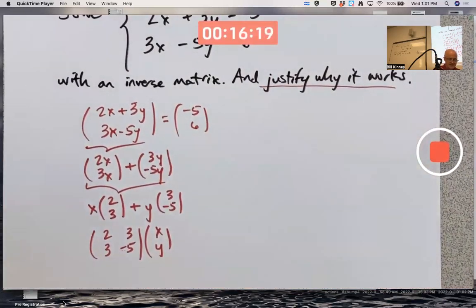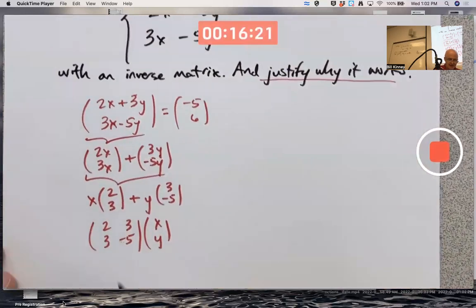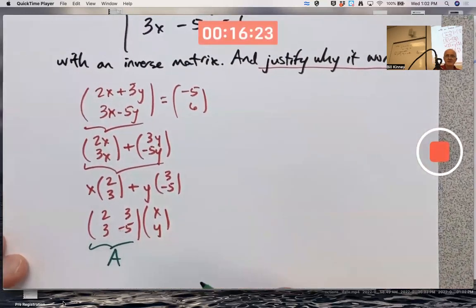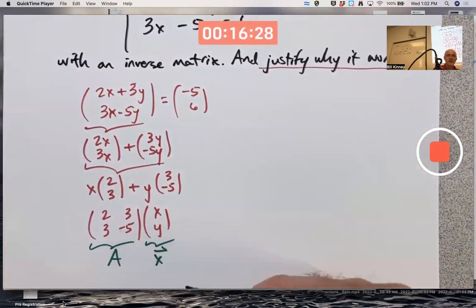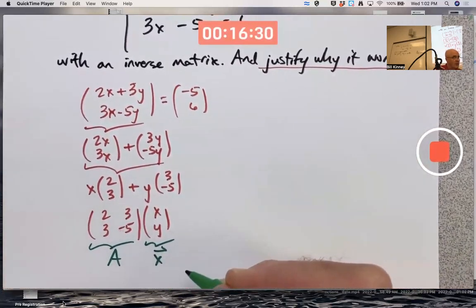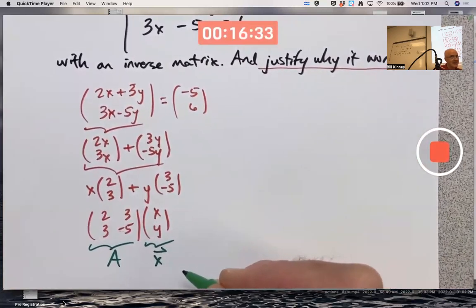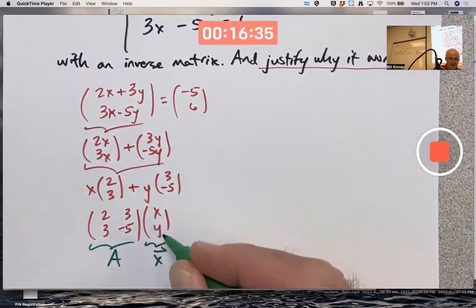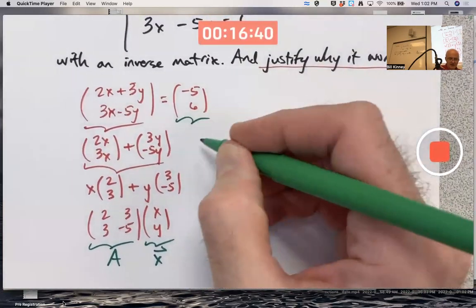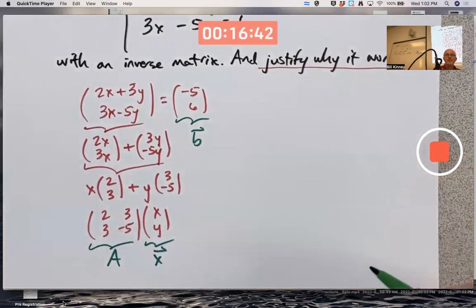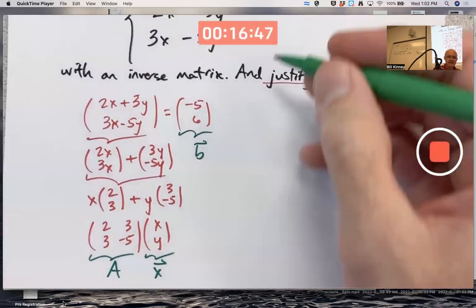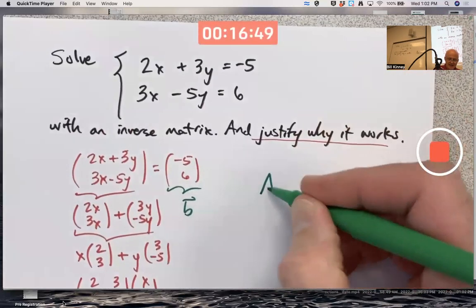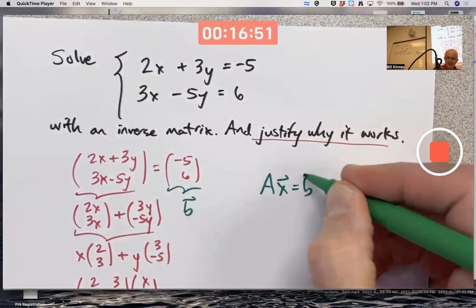So what we've got ultimately then is a matrix, call it A, a 2 by 2 matrix, times a column vector, a 2 by 1 vector. Well, of course, that is a matrix as well, but we're thinking of it as a vector, a two-dimensional vector in R2, equals this constant vector, call it B. In abstract form, then, this system of equations can be represented as AX equals B.